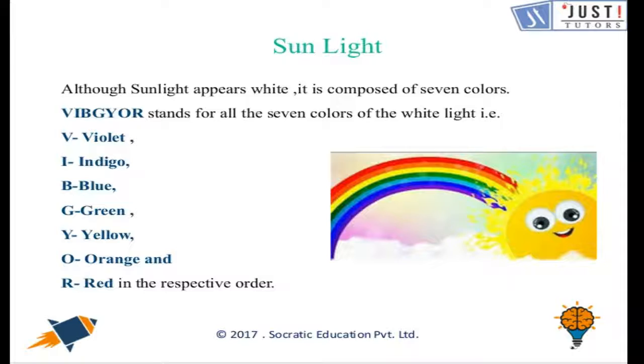So let us move forward with discussing what we mean by sunlight. Although sunlight appears white, it is composed of 7 different colors, where VIBGYOR stands for all the 7 colors of white light: violet, indigo, blue, green, yellow, orange, and red in the respective order.